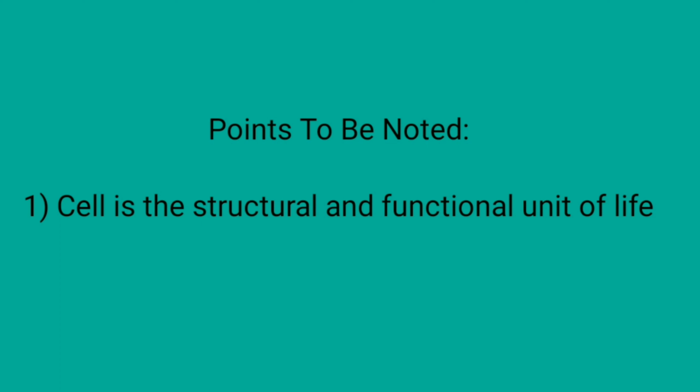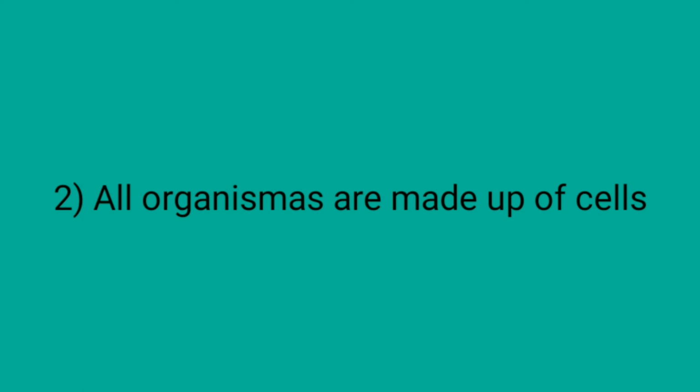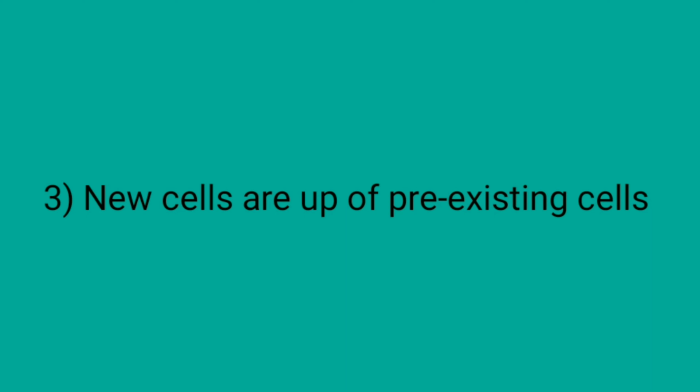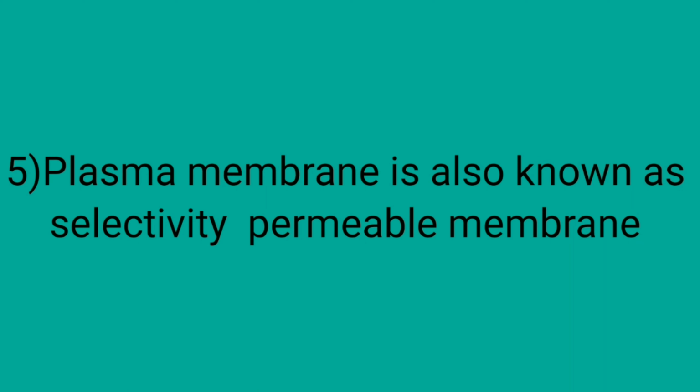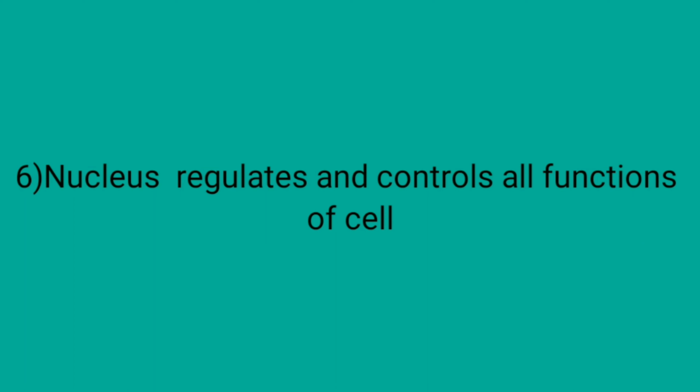Summarizing the topic, there are some points to be noted. The first one, the cell is the structural and functional unit of life. The second one, all living organisms are made up of cells. The third one, new cells are formed from pre-existing cells. Fourth one, mitochondria is known as the powerhouse of the cell. Fifth one, plasma membrane is also known as selectively permeable membrane. Sixth one, the nucleus regulates and controls all functions of the cell.